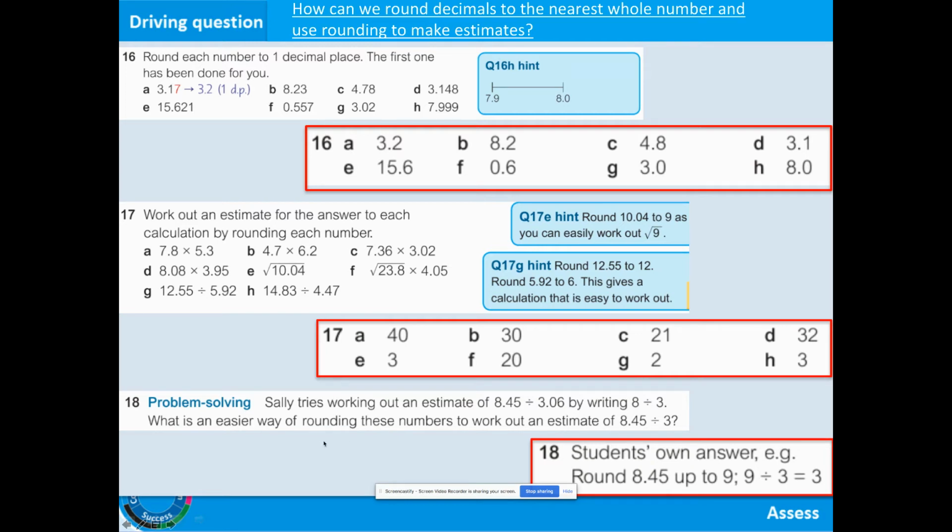So question 18, Sally tries working out an estimate of 8.45 divided by 0.306 by writing 8 divided by 3. Now that's quite difficult to do, 8 divided by 3. So what's an easier way of rounding these numbers to work out an estimate for 8.45 divided by 3? Okay, so an easier way to work that one out would be actually to round that 8.45 up to 9 and then divide by 3, and your answer would be 3. So it can be approximately 3.